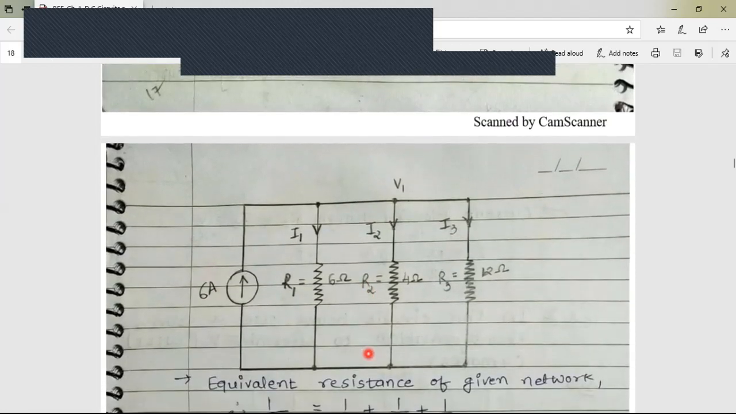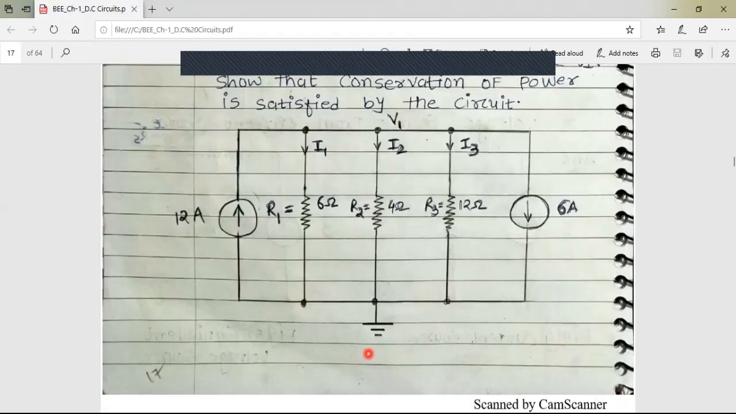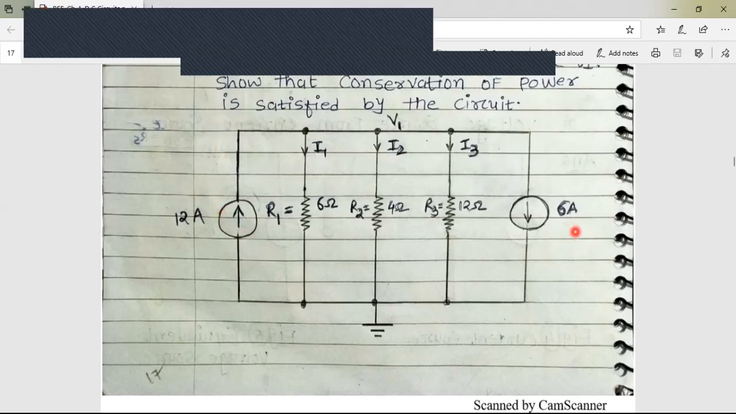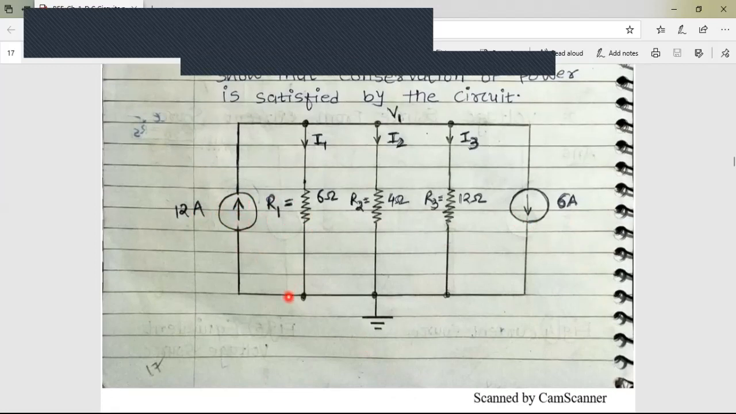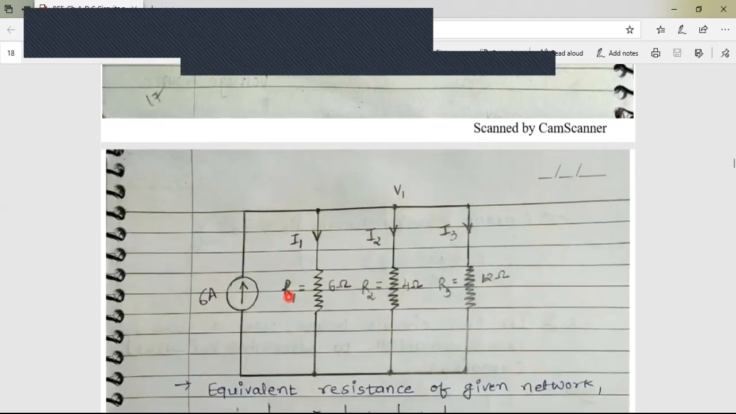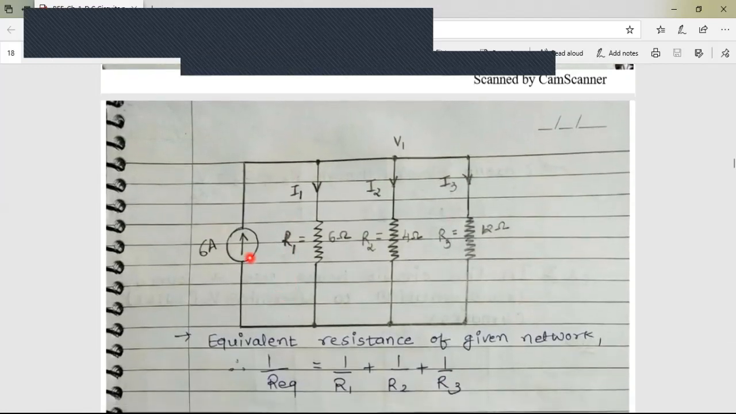See here, we know that when two currents are in opposite directions, they are subtracted. So 12 ampere minus 6 ampere, and the direction is that of the bigger magnitude current. So we replace the circuit as this: 12 minus 6 is a 6 ampere current source. Now these three resistances are in parallel.